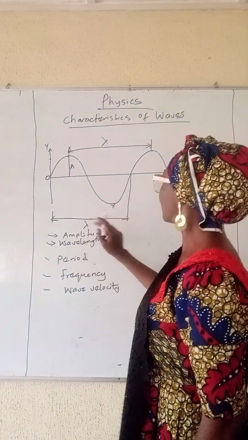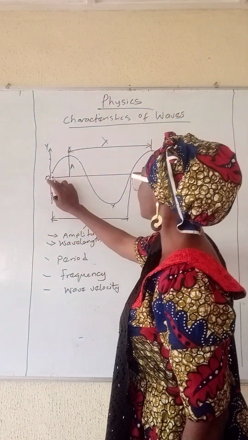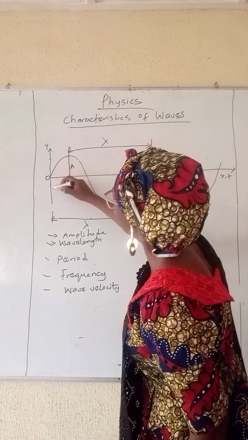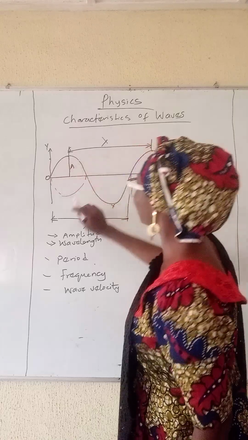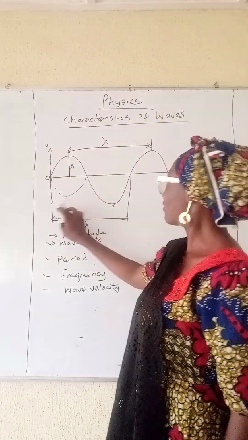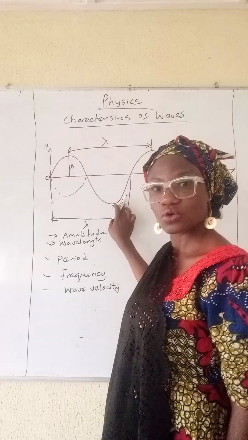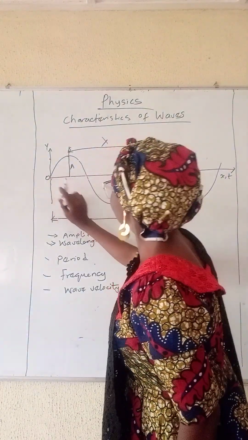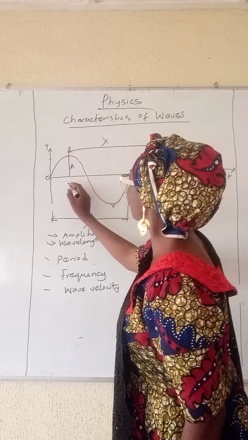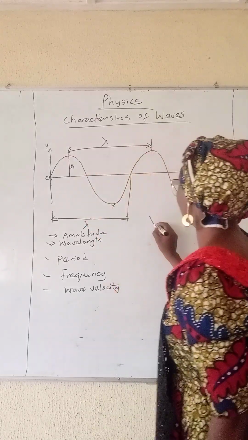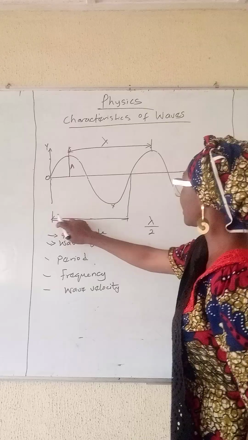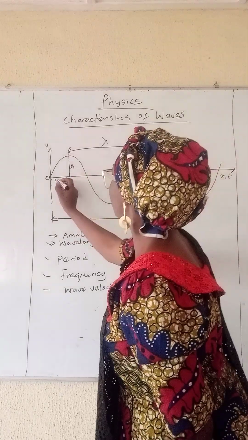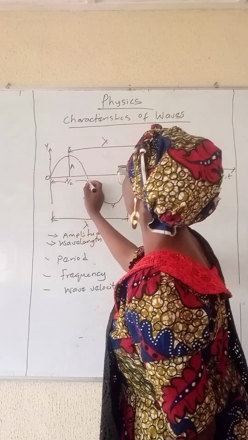Now, from this point, this is a complete cycle. Just assume I can cut this semicircle and attach it to this one here. You will see that it is now a complete circle. A complete cycle is also a wavelength. It means this half that you are seeing now is lambda over 2. If from here to here, the complete cycle, is lambda, then half of it will be lambda over 2.